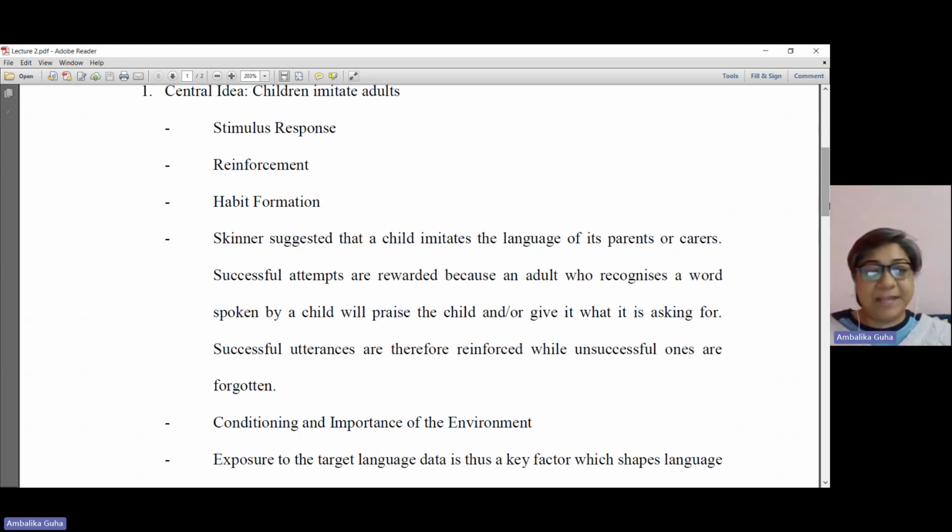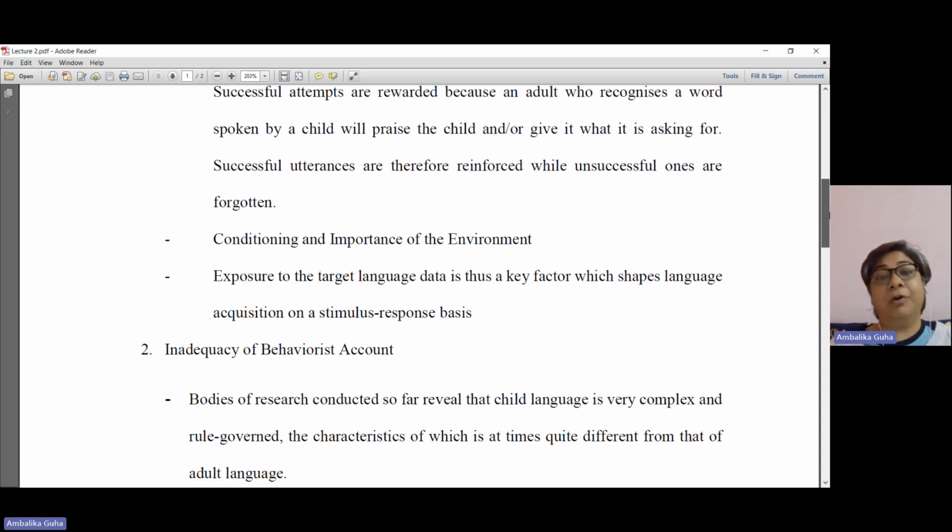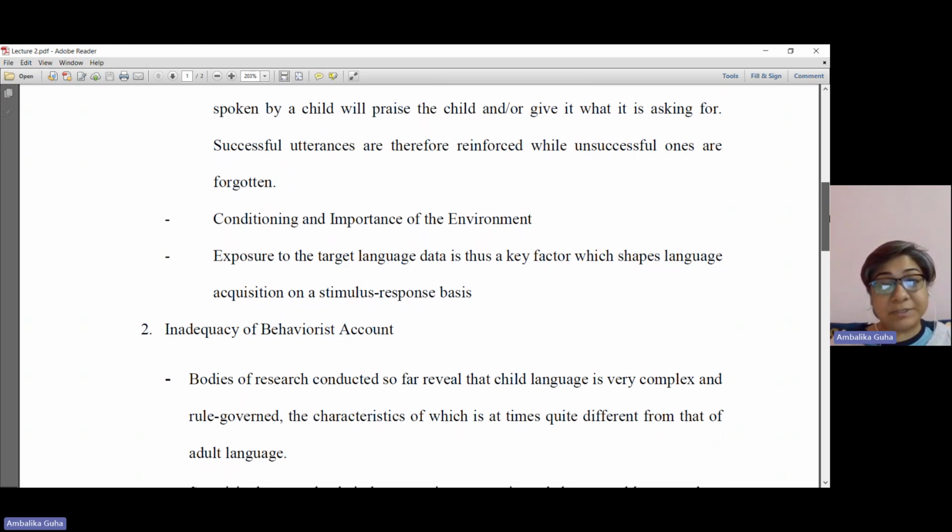Okay. And successful attempts are rewarded, because an adult who recognizes a word spoken by a child will praise the child. And that is what we call positive reinforcement. Something the child says, the adult really likes it, the adult praises, and the child also likes it back and keeps on repeating it, or the adult gives it what it is asking for. So successful utterances are reinforced, while unsuccessful utterances are forgotten. Anything the adult does not like and the child does, the child is automatically ignored. So here we are talking about how children's behavior, and also the language learning or language acquisition process, can be conditioned by the environment.